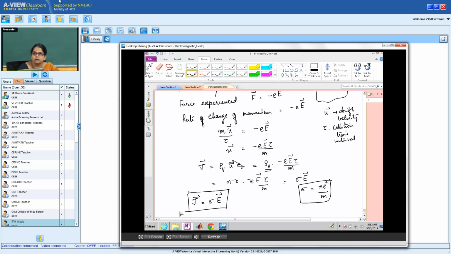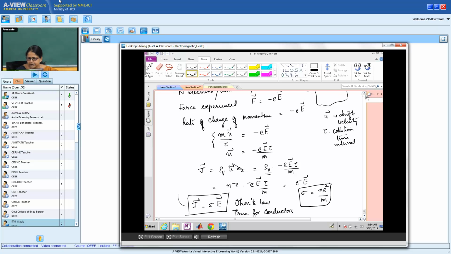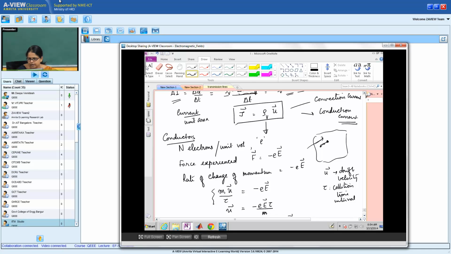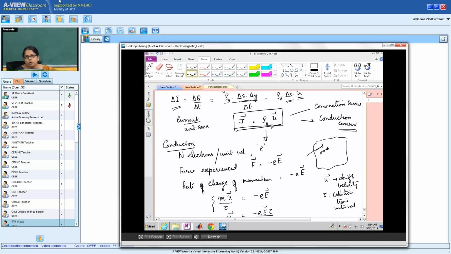That is Ohm's law written for the electric field. This is true for conductors. Why? Because this comes from the basic idea of collision and time of collision, and applying Newton's law within the conductor. Whereas for convection current, I would just stick to the general expression, because it depends on the volume charge density, for example in the ionosphere, and the velocity; depending on whether there is collision or not, you could either apply this or not.